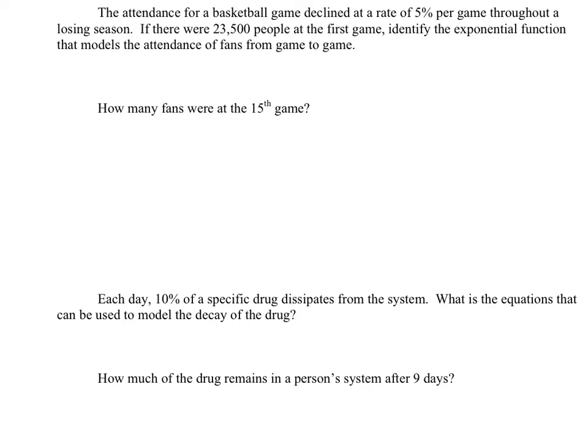All right, the second example says that the attendance for a basketball game declined. That's our hint that we're dealing with decay at a rate of 5% per game throughout a losing season. If they started with 23,500 people at the first game, identify the exponential function that models the attendance of fans from game to game. So first, we're just going to write down what our equation would be if we were to calculate it. We don't really know the time yet, but if we did know the time, we'd be able to start with our principal amount, which is 23,500. We would subtract from that 0.05 because our rate is 5%, and we would raise it to the t over n power.